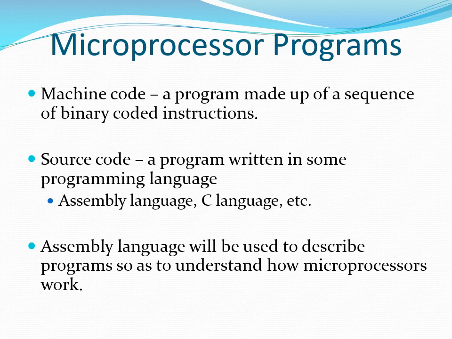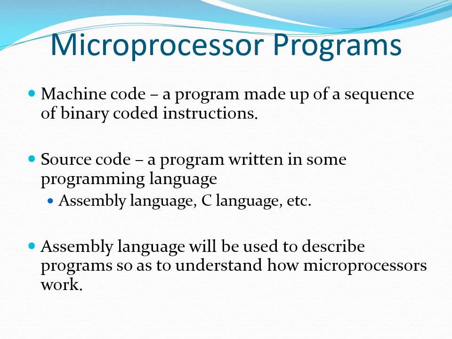Machine code is a program that is made up of a sequence of binary coded instructions. Microprocessors can only run programs that are in the form of machine code. So this means that the applications that run on your computer or on your phone or on any other programmable device are in the form of machine code.